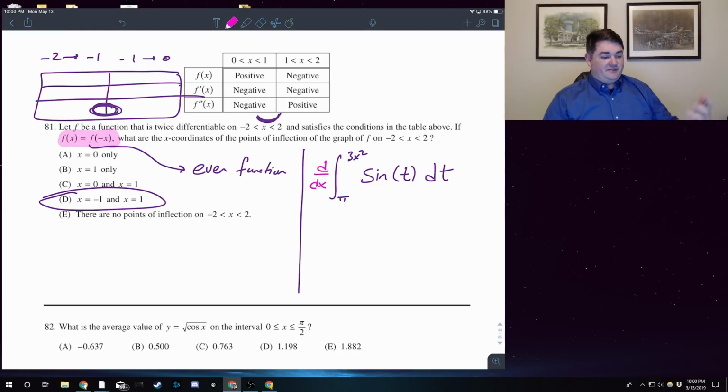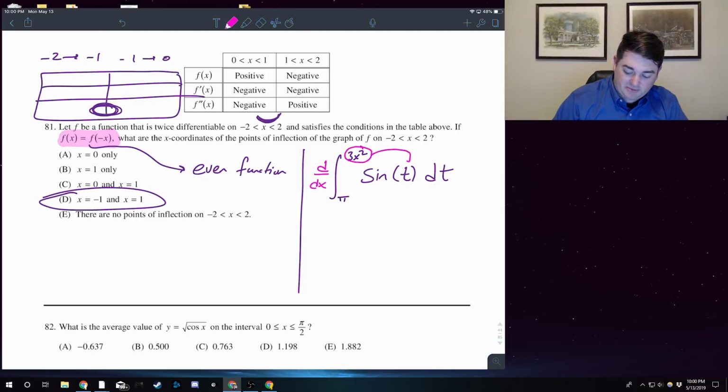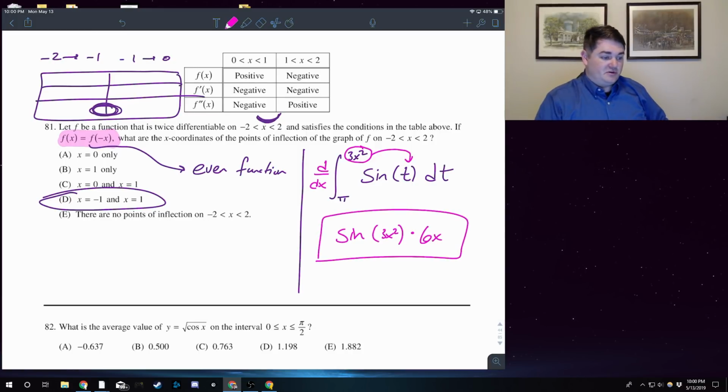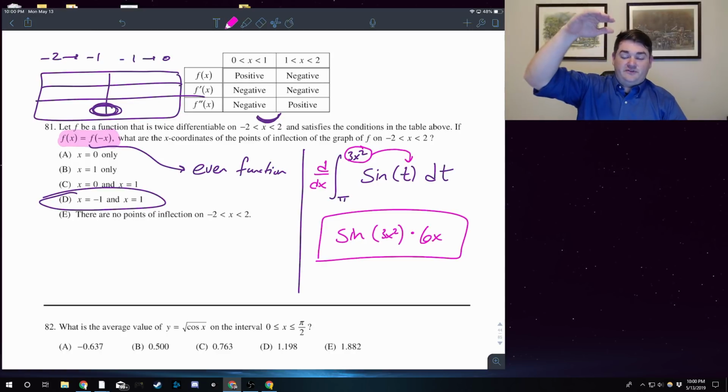The way the second fundamental theorem works is you take the function on top. It has to be an integral from a constant to a function. Take the function on top, plug it in. So I've got sine of 3x squared. And then multiply by the derivative of that upper bound, so times 6x. That's how those kinds of problems work. Make sure it's from a constant to a function. Okay, if it's from a function to a constant, flip it, but don't forget to make it negative.